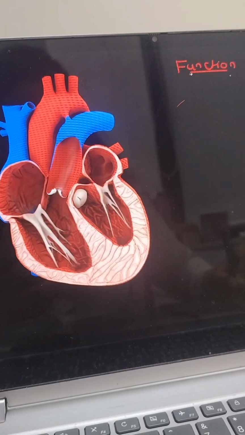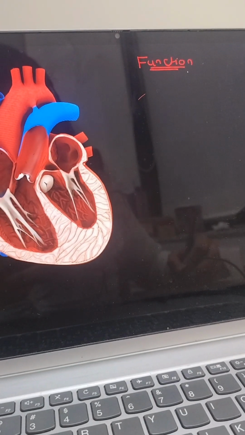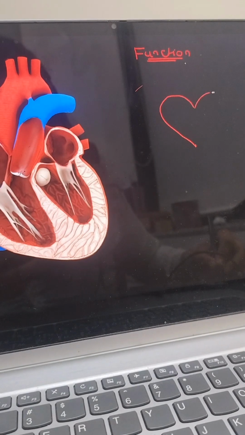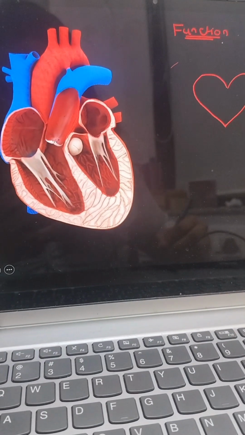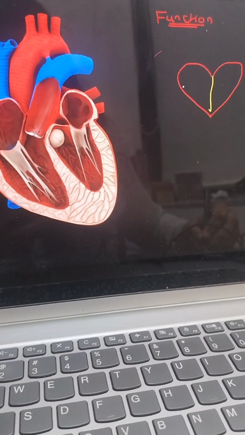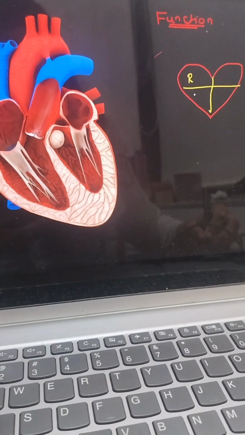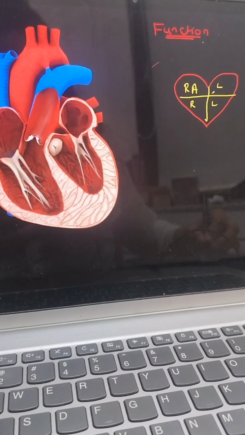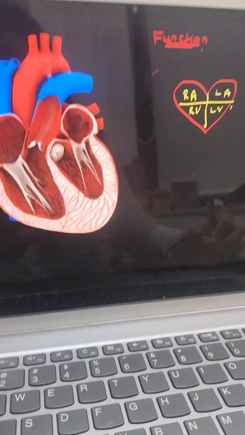Function. Okay, let's assume this is my heart. This is how the heart looks like, right? And it is divided into how many chambers? It is divided into a total of 4 chambers. In these 4 chambers, this is my right hand side, this is my left hand side. This is right atrium, this is right ventricle, this is left atrium, this is left ventricle.